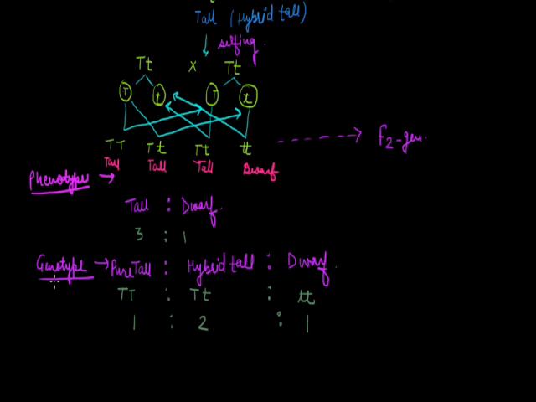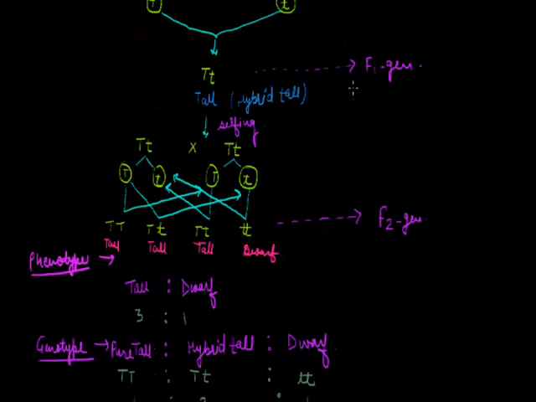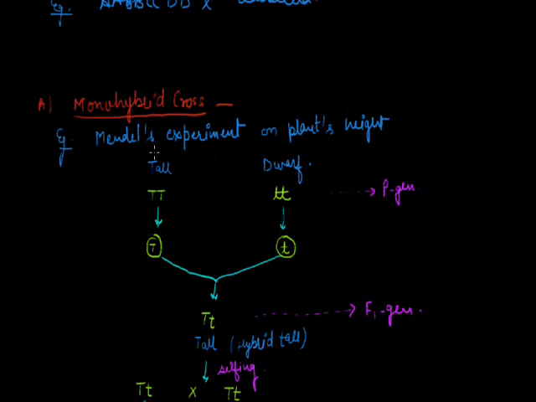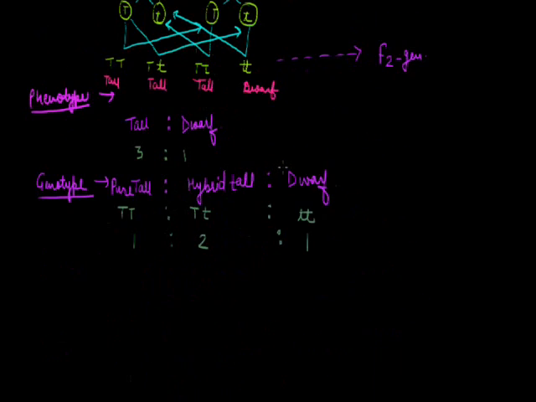So the phenotypic and genotypic ratio for F2 generation in a monohybrid cross is: phenotypic 3:1 and genotypic 1:2:1. Just like this one, we will also discuss the dihybrid cross.